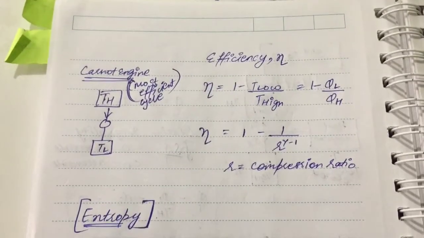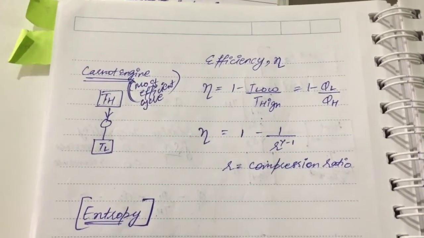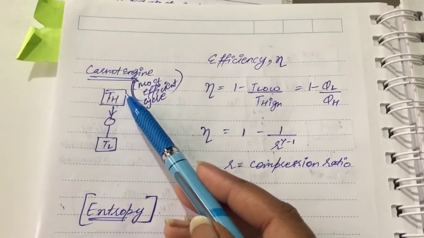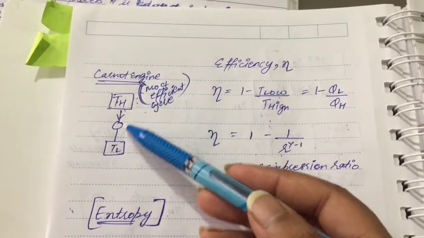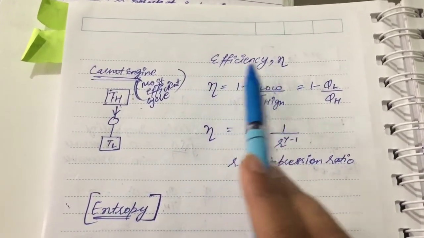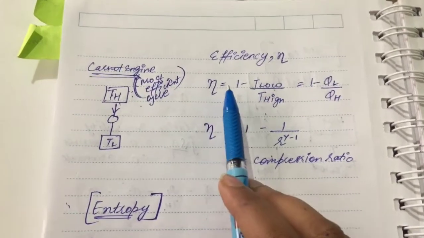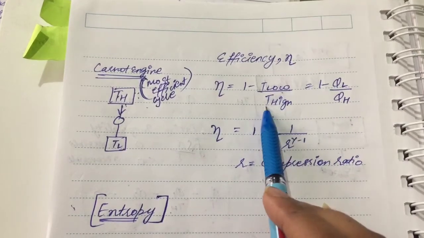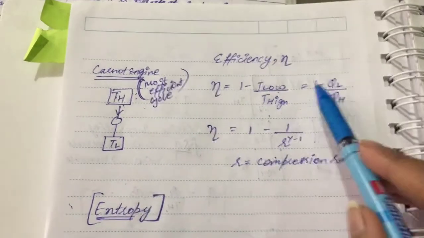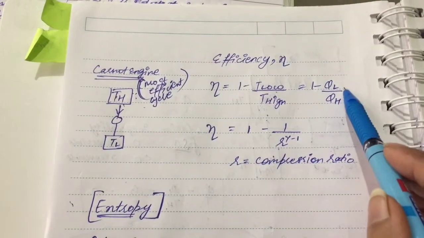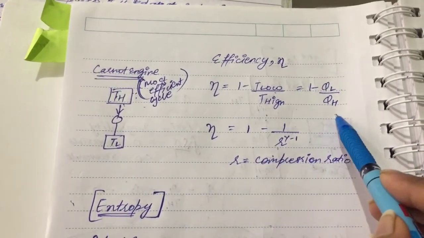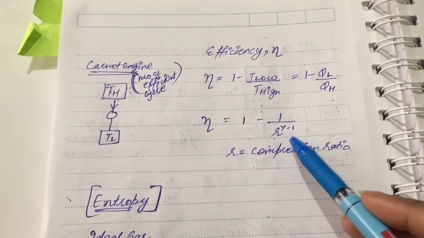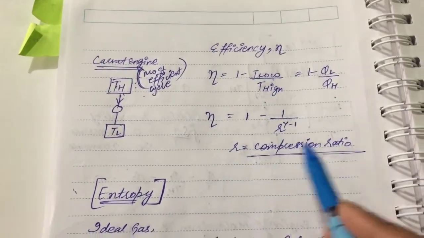Next we have Carnot engine, which is the most efficient cycle. In case of Carnot engine, heat goes from high temperature to low temperature. So the efficiency for Carnot engine is equal to 1 minus T low temperature upon T high temperature, which is equal to 1 minus heat of low reservoir upon heat of high reservoir, which is equal to 1 minus 1 by r to the power gamma minus 1. r is our compression ratio.